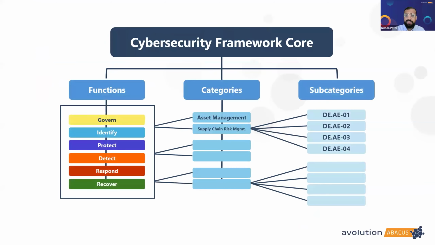The framework core consists of 6 functions, which are the 6 basic cybersecurity functions at the highest level. These functions are then broken down into categories, which are groups of cybersecurity outcomes, such as asset management or supply chain management. These categories are then broken down into subcategories, which are specific outcomes about technical or management activities.